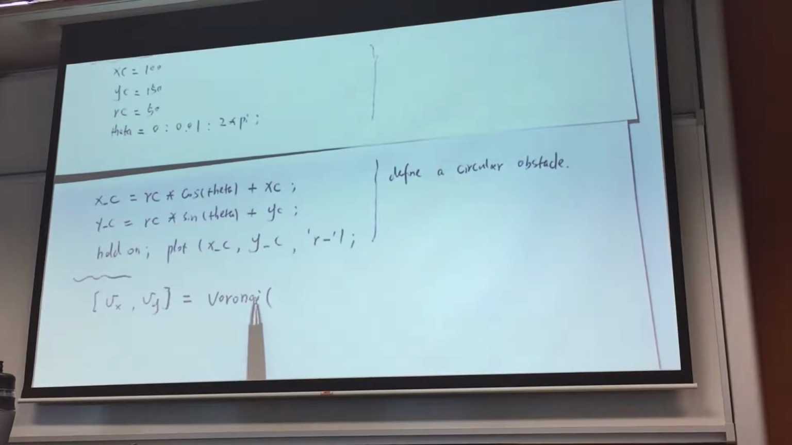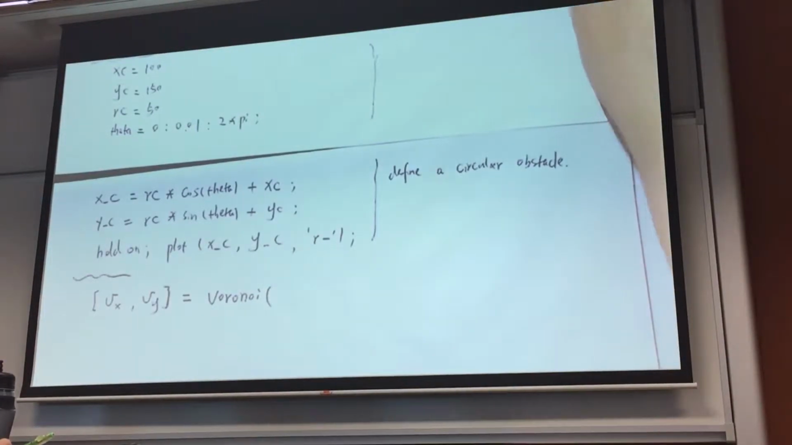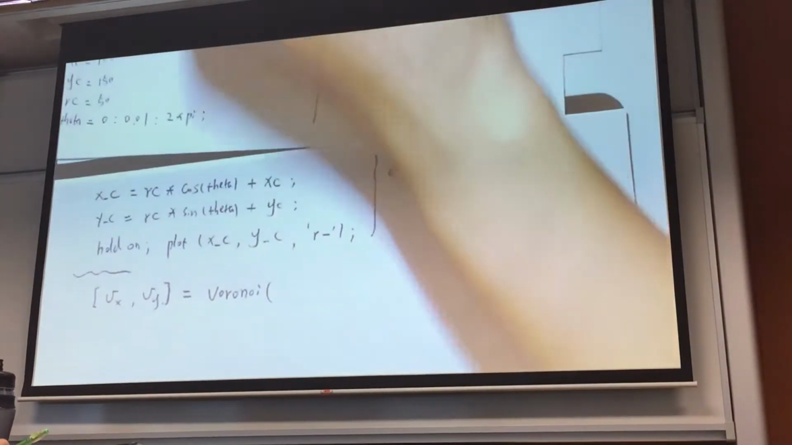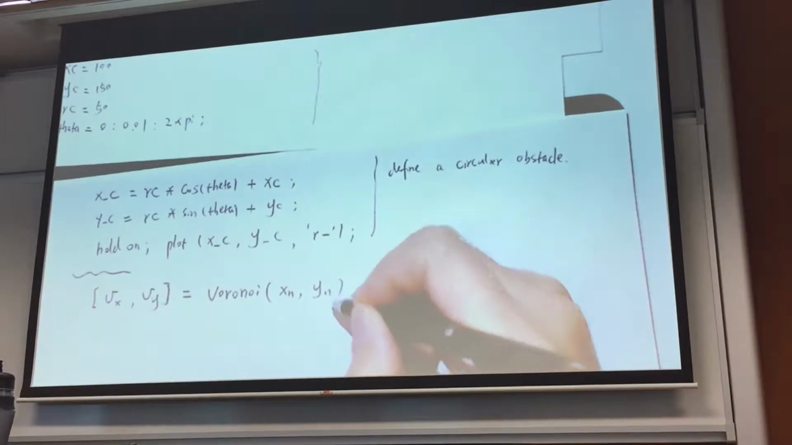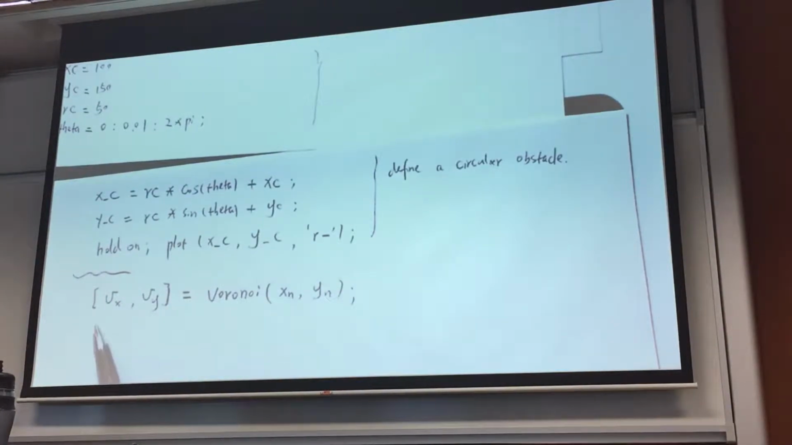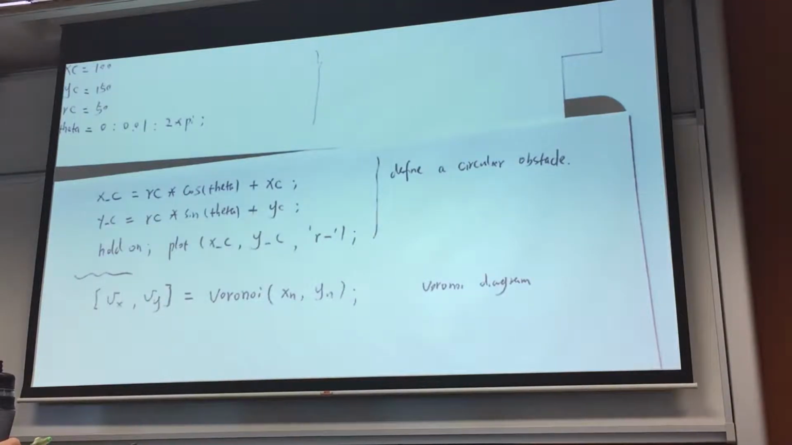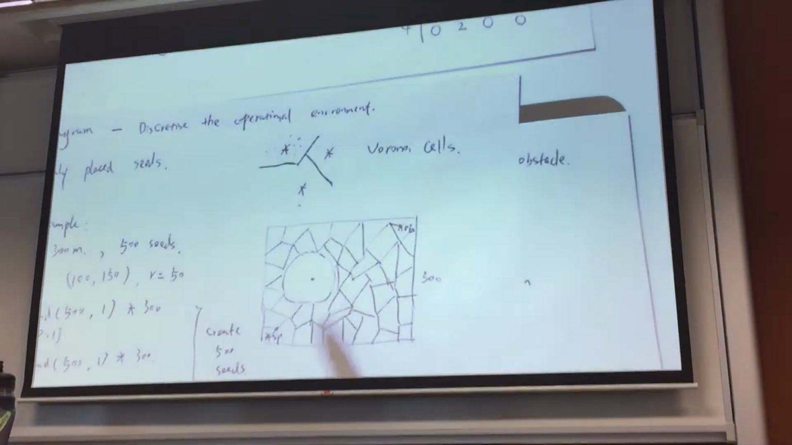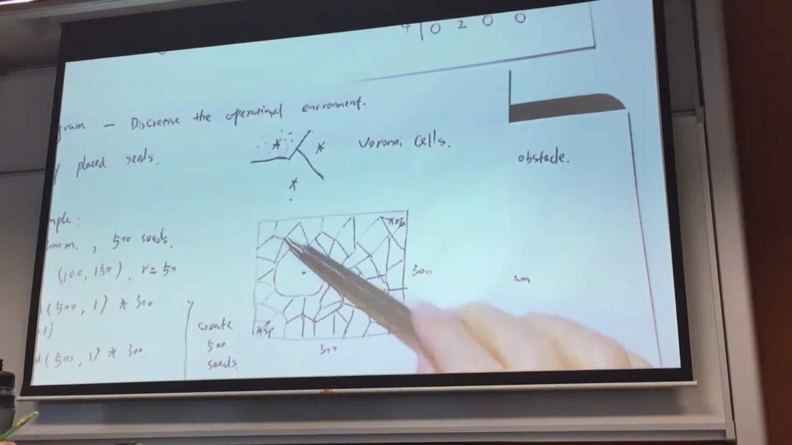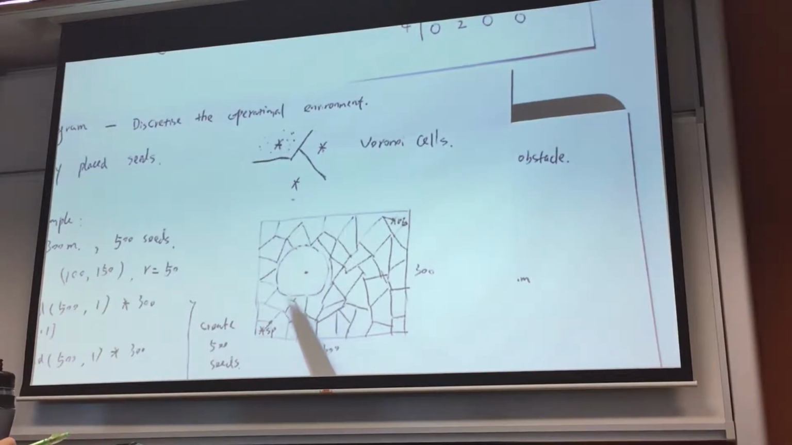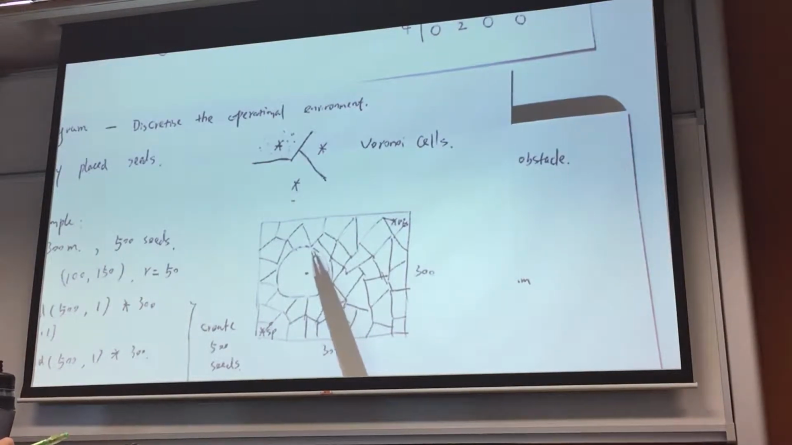The input to this command are the coordinates of the C's. Remember, we generated the coordinates of the C's, here xn and yn. So we just input xn and yn. This will return all the coordinates of the Voronoi diagram. This command will partition the space into discrete nodes, but including the space inside the obstacle, because so far we have not done anything to remove the space inside the obstacle.